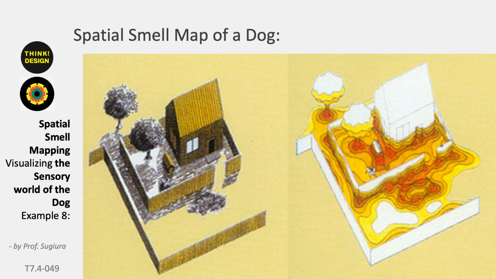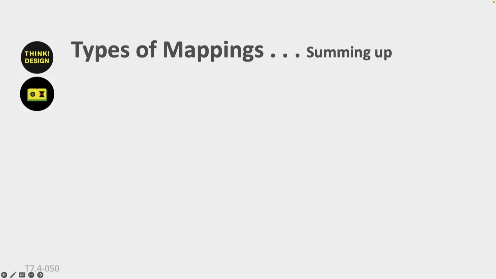So you can see that spatially he's managed to do a smell map for the dog and represent it. I thought it's a very nice, unique example. So it's nice to see different examples from different places. Hence it's shown. Okay, so let's sum up.